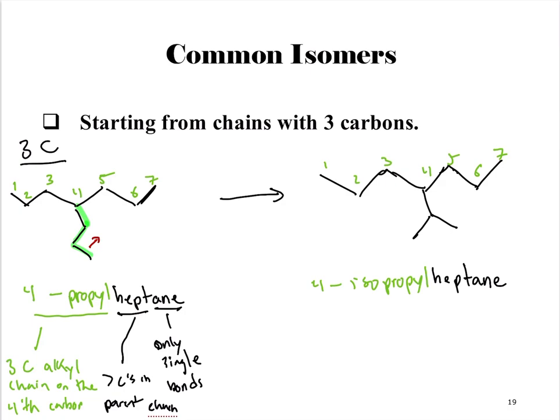1, 2, 3, 4, 5, 6, 7, right? So you can number it that way, or you can number it 1, 2, 3, 4, 5, 6, 7 like how we did. But you'd get the same name either way, right? Because that's still a propyl group that comes up from there. This one, 1, 2, 3, 4, 5, 6, is not as long a chain as 1, 2, 3, 4, 5, 6, 7. So this is the correct way to number that chain.